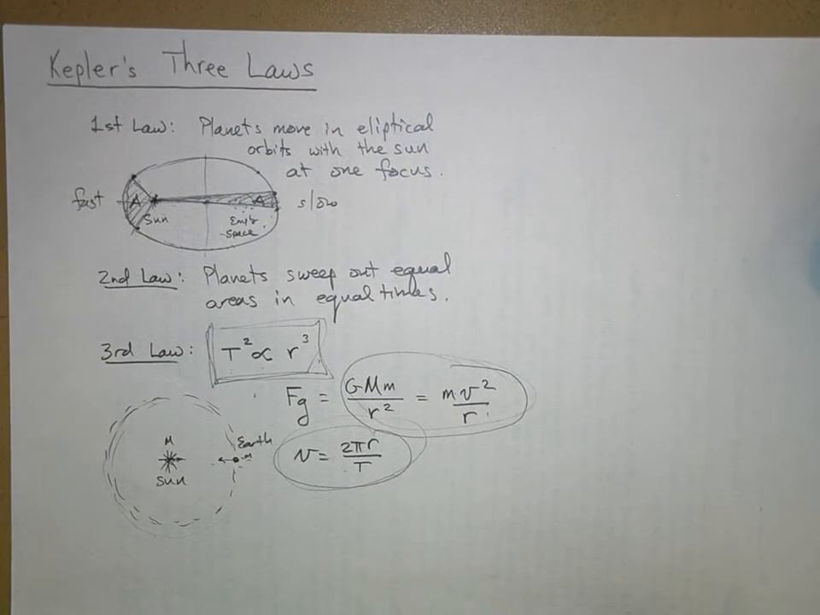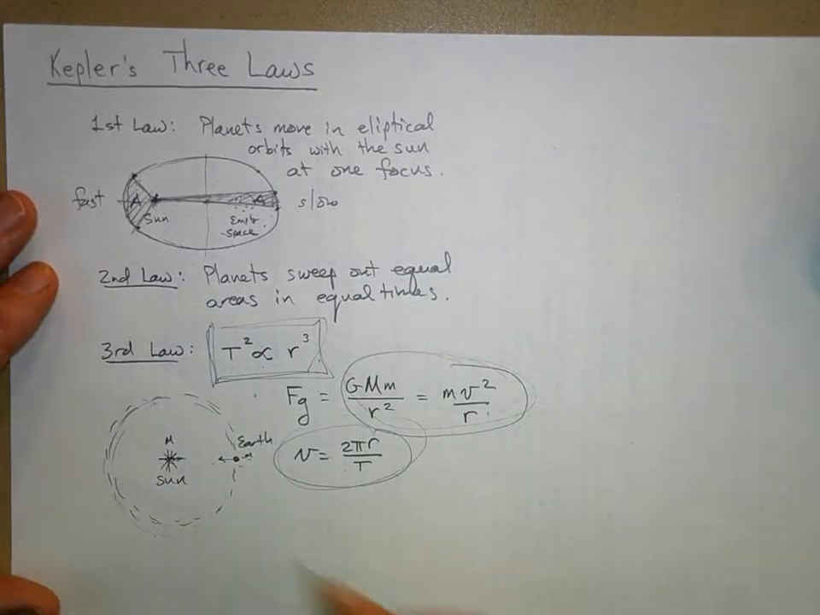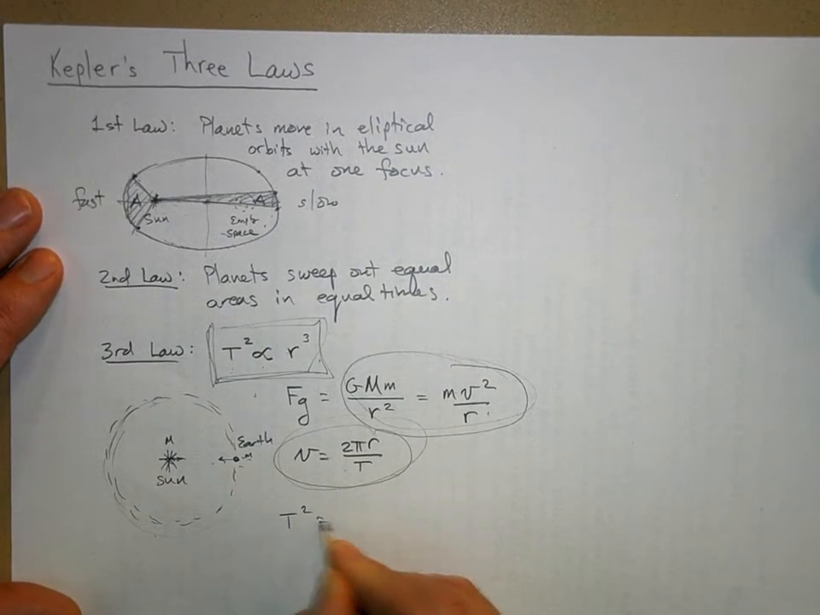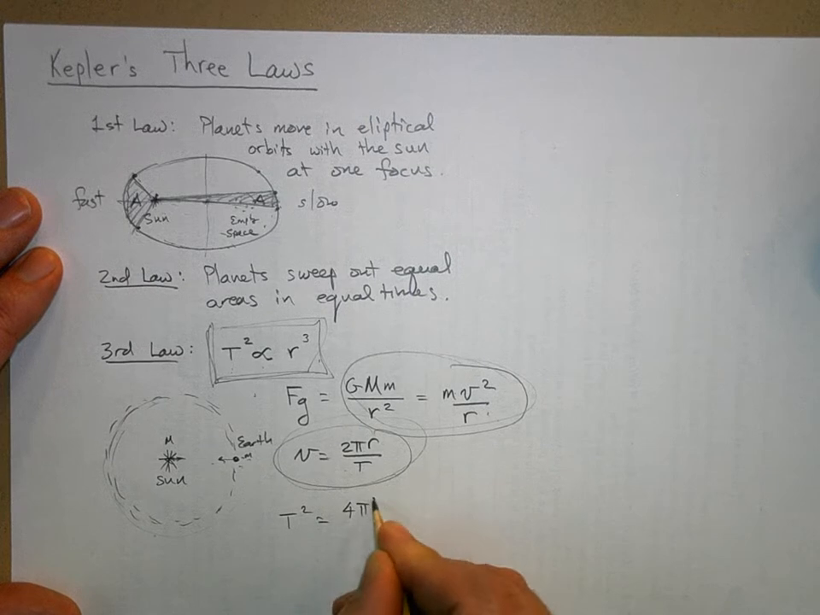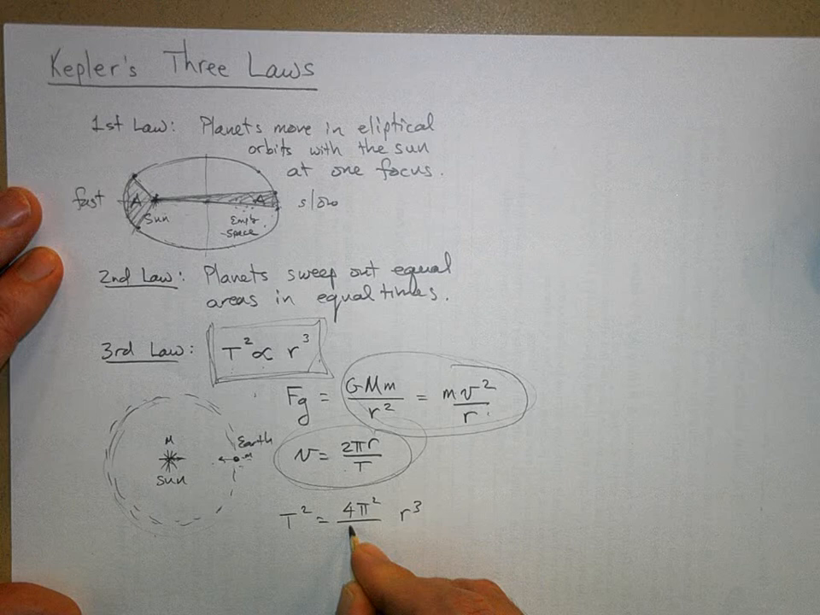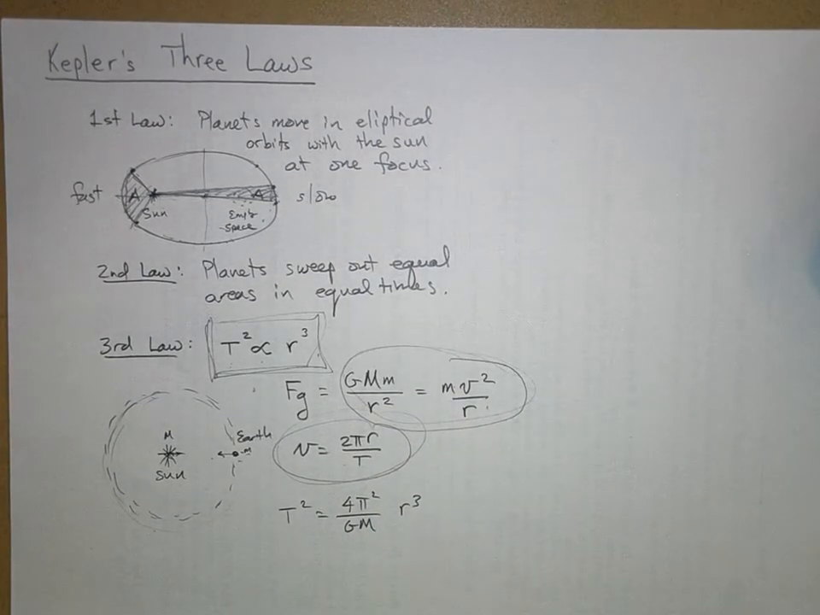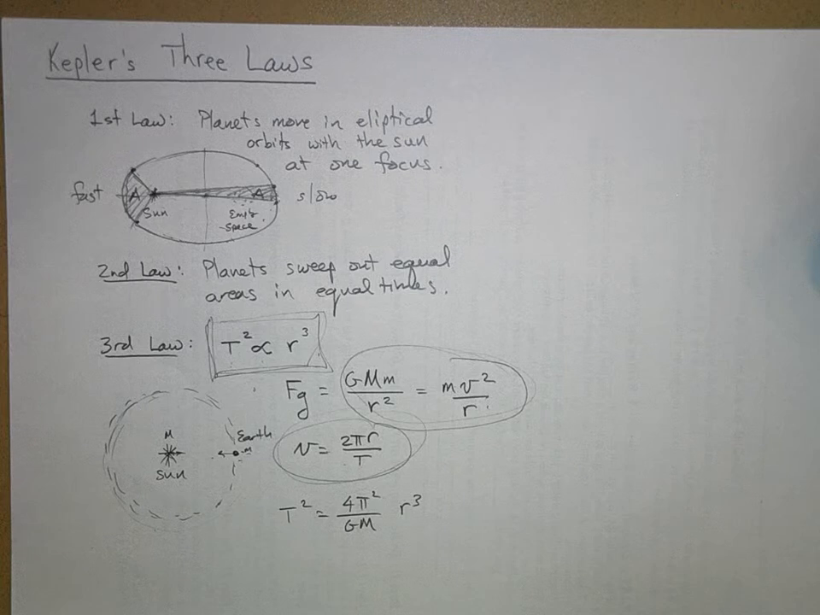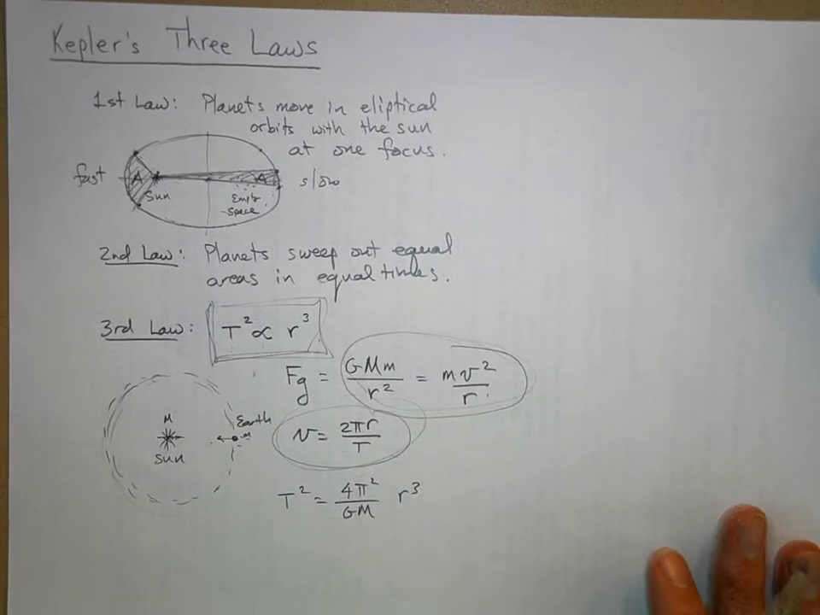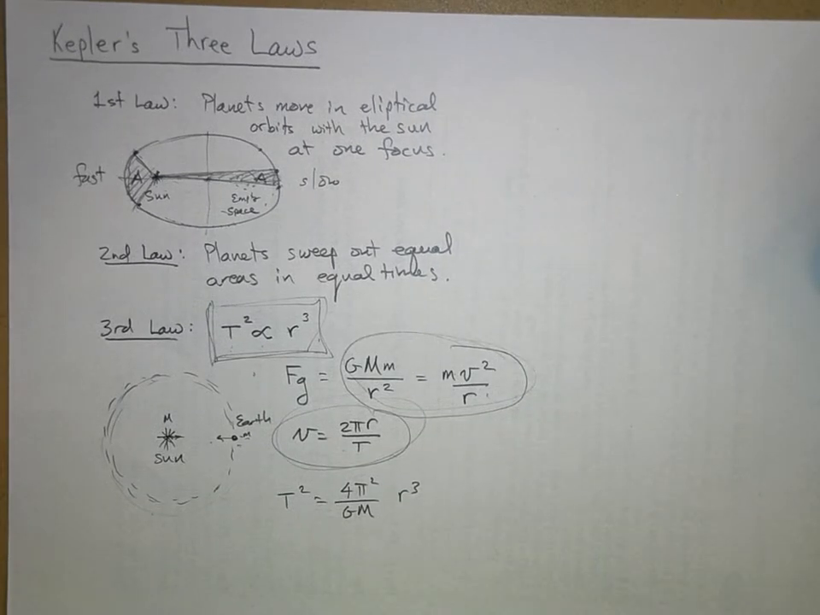All right, so group 9, what'd you get? We got T squared equals 4 pi squared r cubed over G times big M. And that's right. I was walking around the room and looking at this. You guys all agree with this?